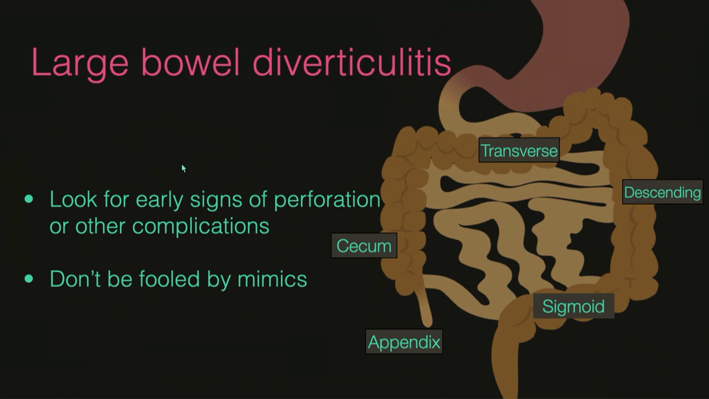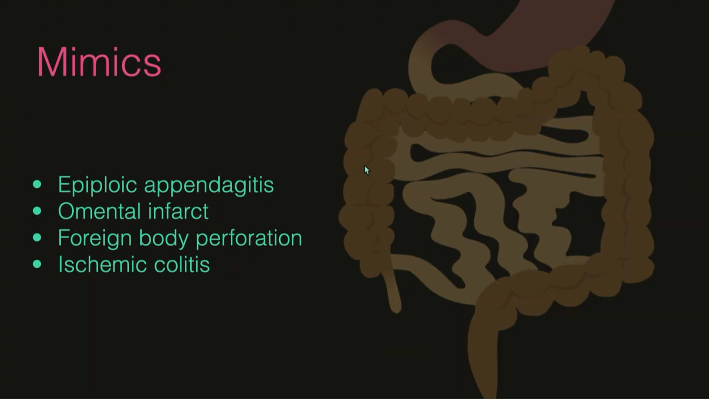So when you're dealing with large bowel diverticulitis, now we're going to move on from small bowel, and we're going to start with the appendix and work our way down to the sigmoid colon. We're going to keep our eyes open for early signs of perforation or other complications, and we're not going to let ourselves get fooled by mimics. And again, those mimics include epiploic appendagitis, omental infarct, foreign body perforation, and ischemic colitis.